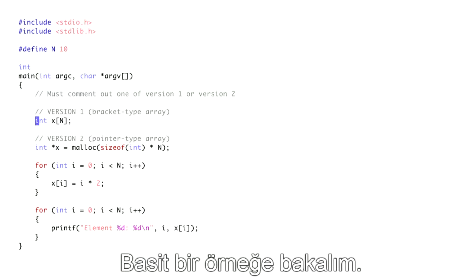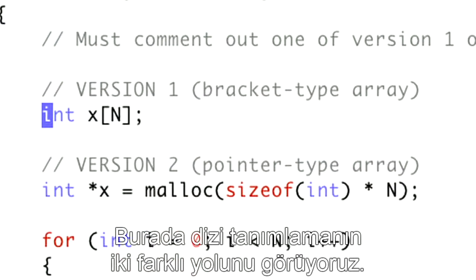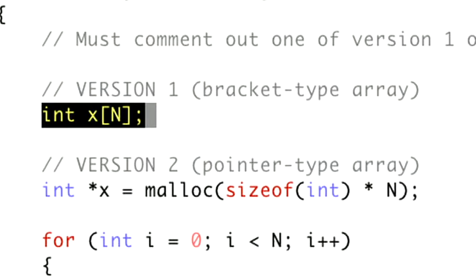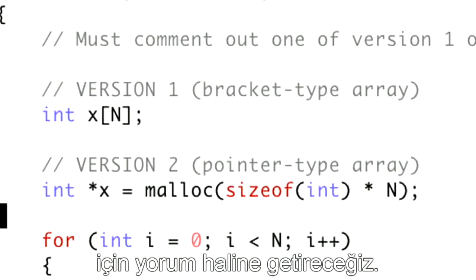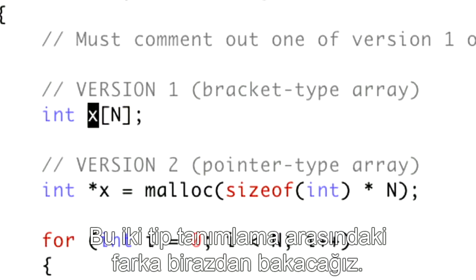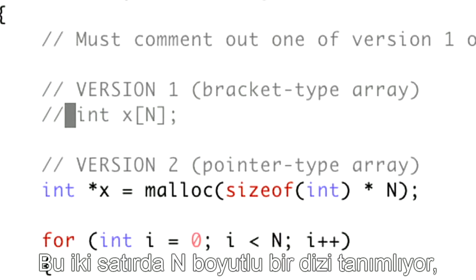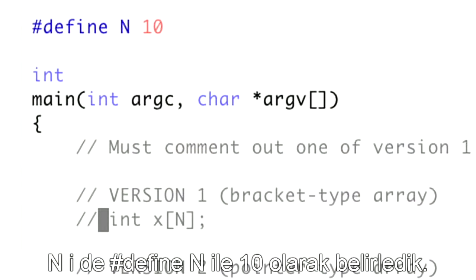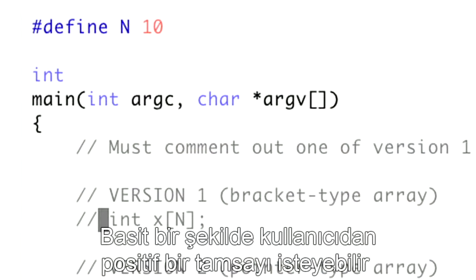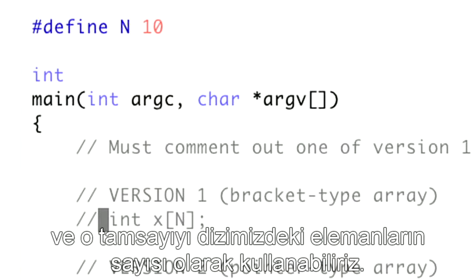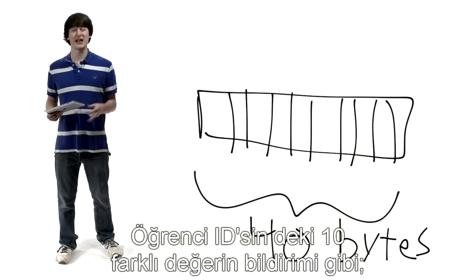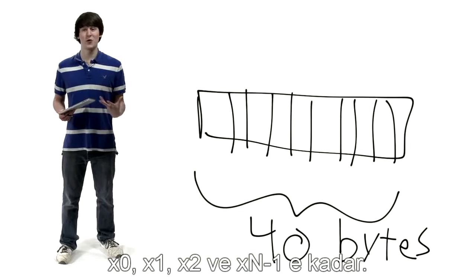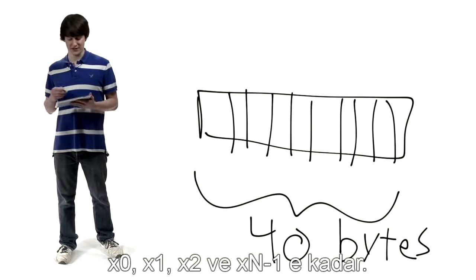Let's take a look at a basic example. We can see here 2 different ways of declaring arrays. We'll have to comment one of them out for the program to compile, since we declare x twice. We'll take a look at some of the differences between these 2 types of declarations in a bit. Both of these lines declare an array of size n, where we have #defined n as 10. We could just as easily have asked the user for a positive integer and used that integer as the number of elements in our array. Like our student ID example before, this is kind of like declaring 10 completely separate imaginary variables, x0, x1, x2, and so on up to x(n-1).